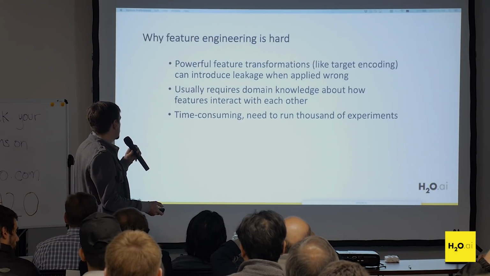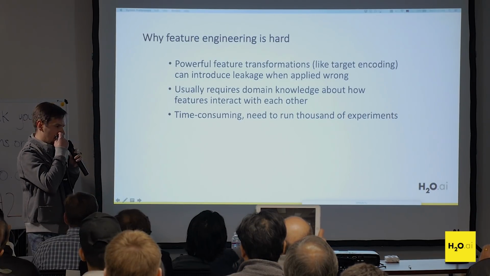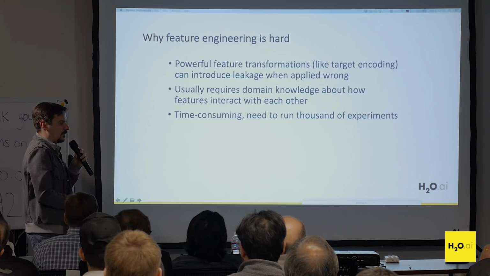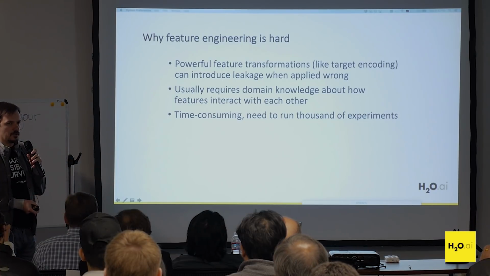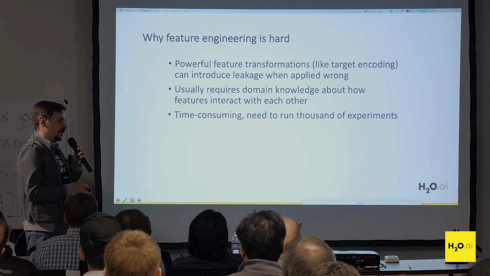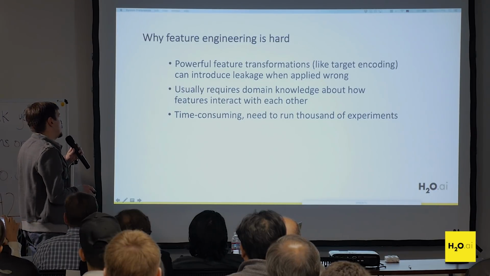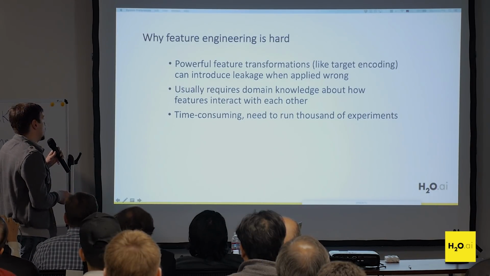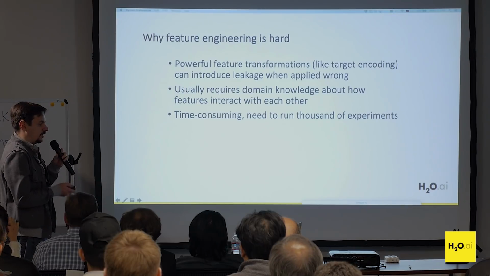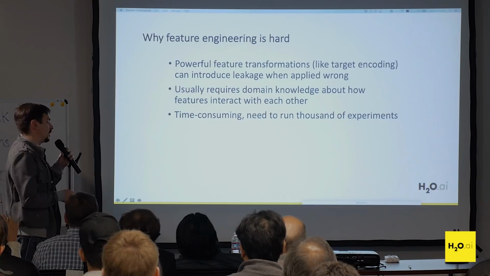It's validation. So feature engineering is kind of a hard problem, right? Especially if you're trying to apply a powerful feature transformation like target encoding, because in that type of transformation you specifically try to encode your categories using information about the target. That's something that can actually introduce a leakage to your data, to your model, and the model will be very well fitted to the training data, but it will be completely useless in real life usage.